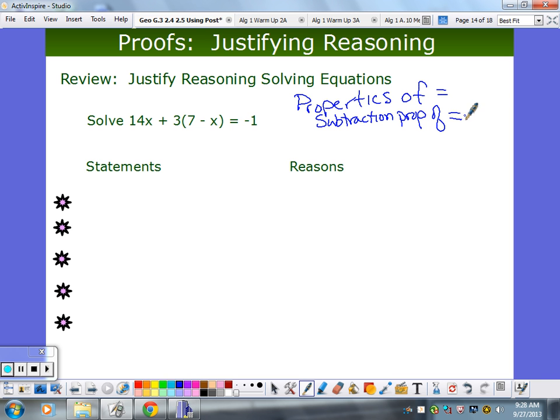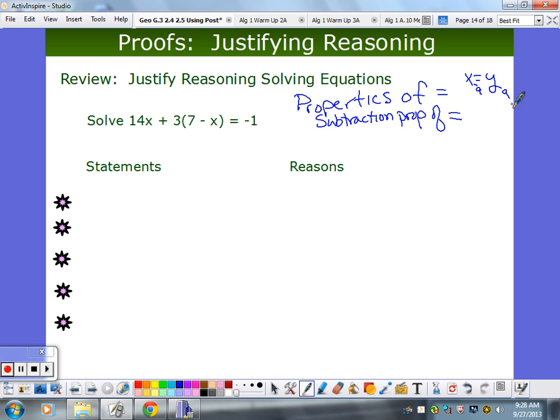The subtraction property of equality states if you have two things that are equal, and I subtract the same thing from both sides, they're still equal. Remember that one? What else do we have?